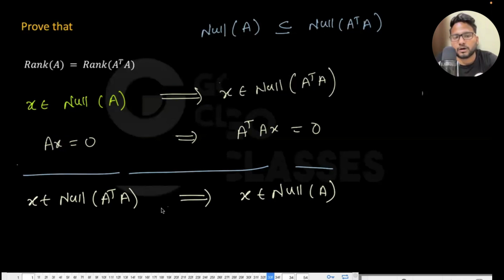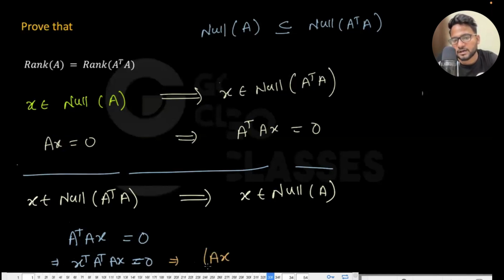Okay, so let's just see if we can prove this. If X is in the null space of A transpose A, then A transpose A X must be 0. From this you can say X transpose A transpose A X must be 0. I mean, you're just multiplying X transpose on both sides. Just consider X transpose like a matrix. It might be a row matrix, but that's fine. It means you're just writing (Ax) transpose Ax equal to 0.